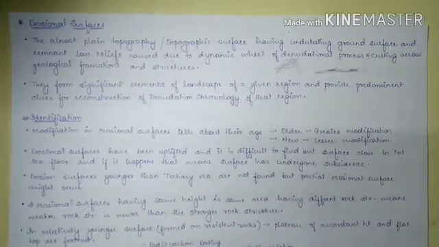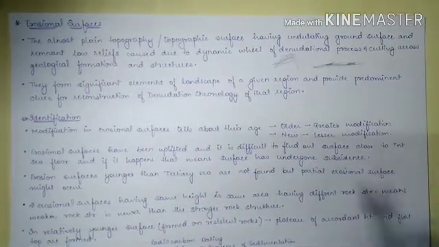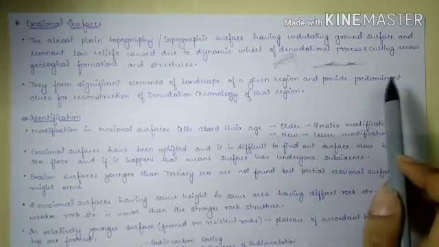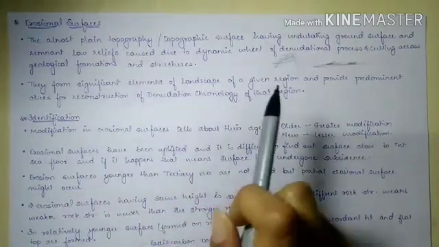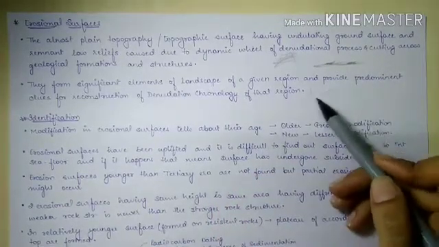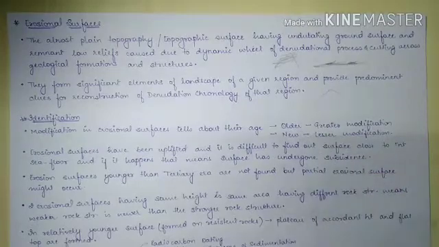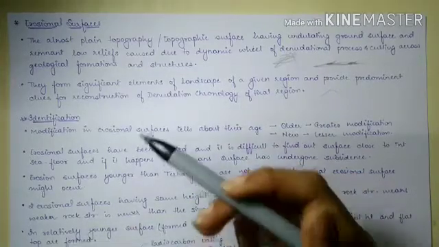Erosional surfaces form a significant element of the landscape of a given region and provide predominant clues for reconstruction of the denudational chronology of that region. So after looking into the erosional surface, we can speculate about how the denudational chronology in that area has taken place.